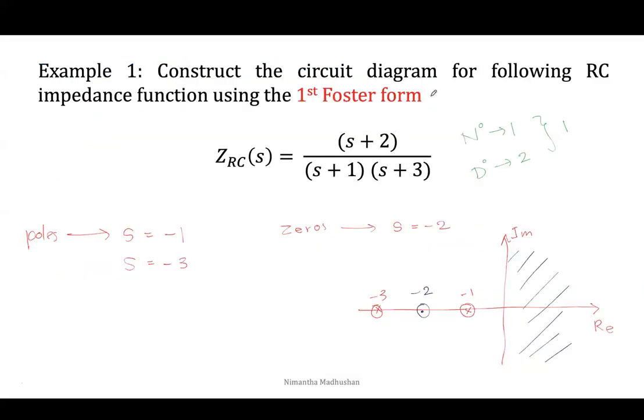First of all, we need the partial fraction expansion. I will do the partial fraction expansion of this impedance function ZRC, which is equal to (s plus 2) over (s plus 1)(s plus 3). We can write it as a over (s plus 1) plus b over (s plus 3). This is the partial fraction expansion, and a and b are the residues.